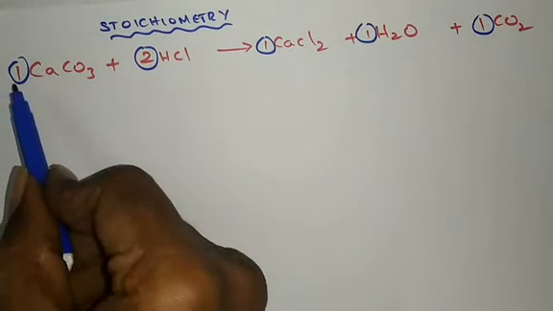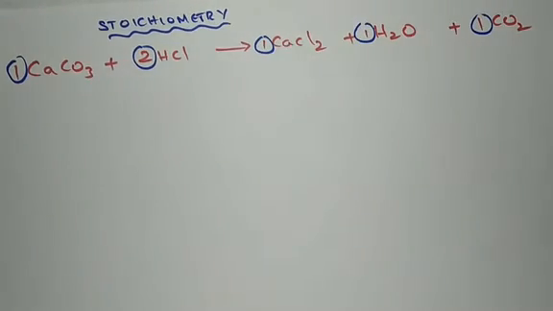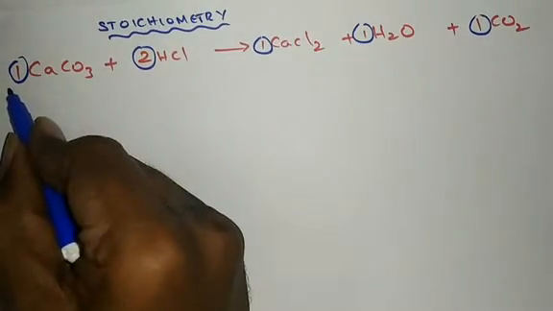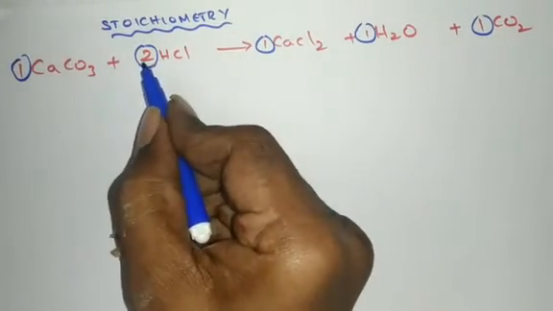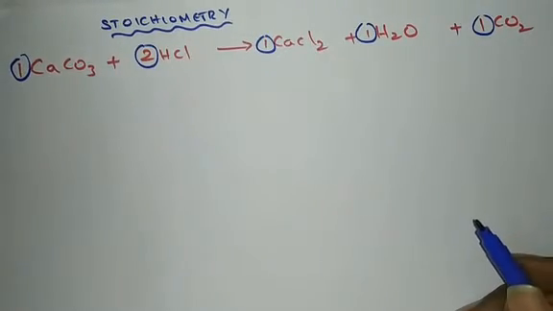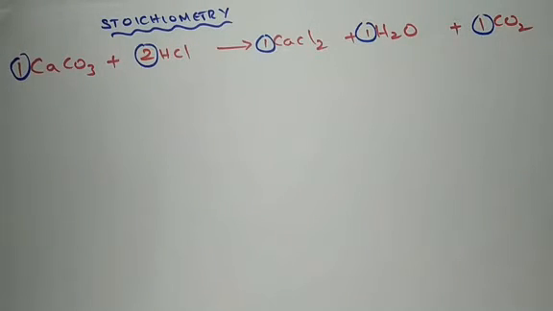That is, I can read this reaction as 1 mole of calcium carbonate reacts with 2 moles of HCl to form 1 mole of calcium chloride, 1 mole of water and 1 mole of carbon dioxide. So I can read these stoichiometric coefficients in terms of moles: 1 mole of calcium carbonate, 2 moles of HCl, like that. Also, we can convert these moles into mass.